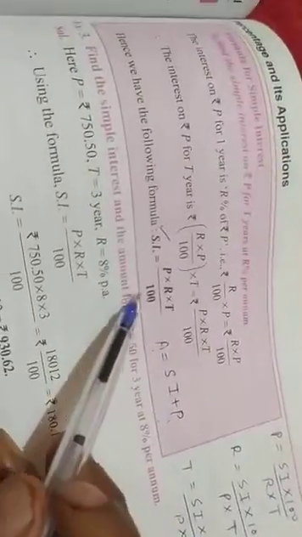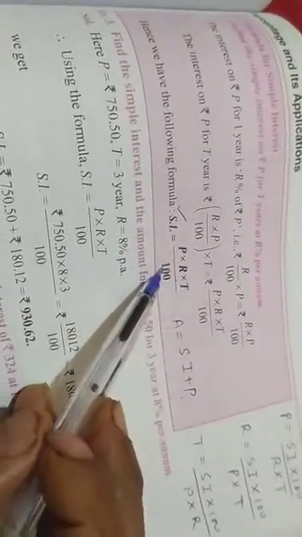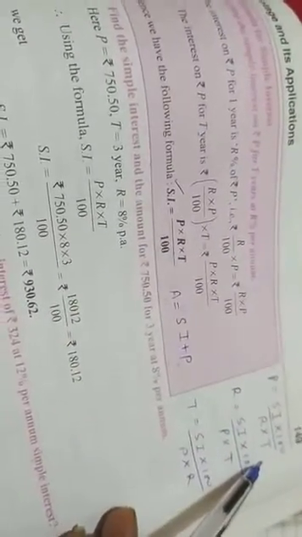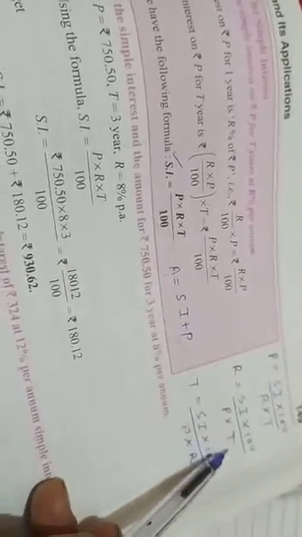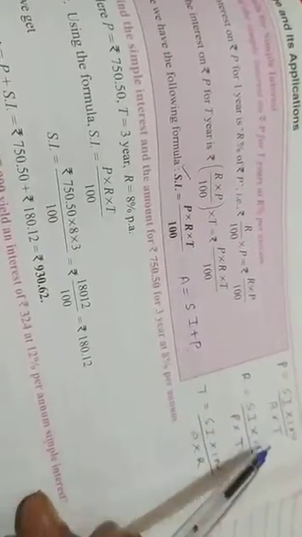Now, some more formulas based on this formula. P is equal to SI into 100 upon R into T. R is equal to SI into 100 upon P into T, and T is equal to SI into 100 upon P into R. Whenever you have to find P, R, or T, you can directly use these formulas. Now come to the exercise.